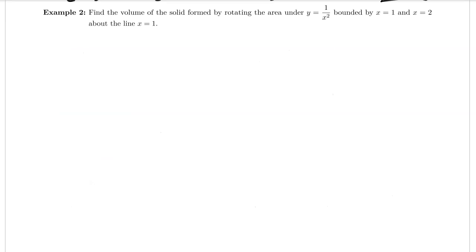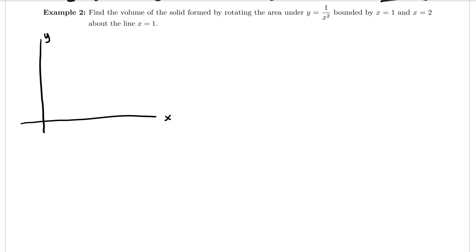Example 2 says find the volume of the solid formed by rotating the area under y equals 1 over x squared, bounded by x equals 1 and x equals 2, about the line x equals 1. So here is a first look at an example where we're using the shell method, and our axis of rotation is not the y-axis. So let's see how that's going to change things.